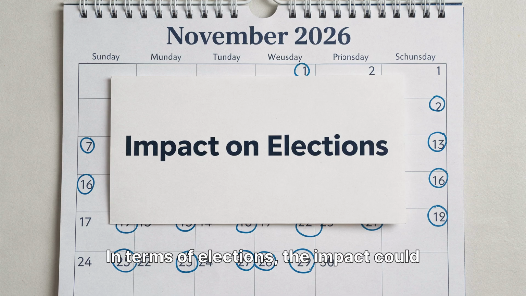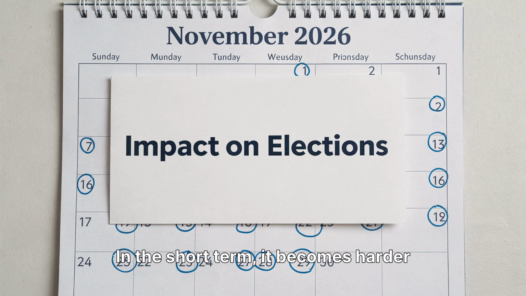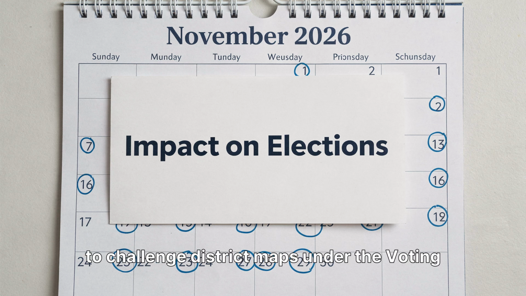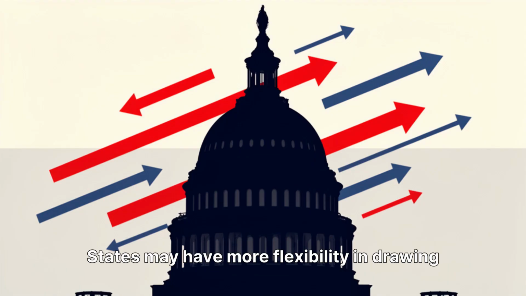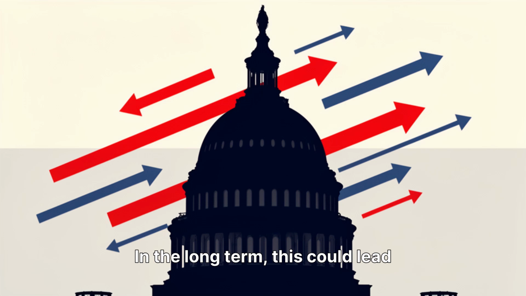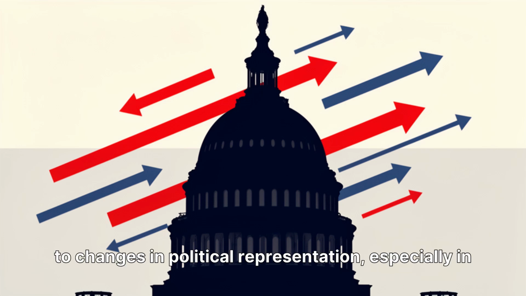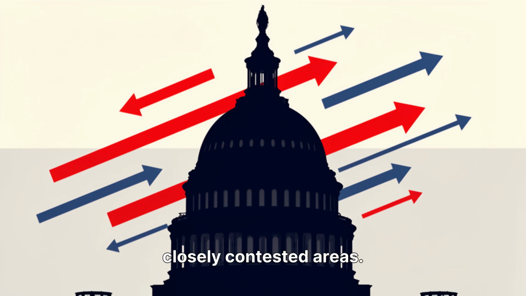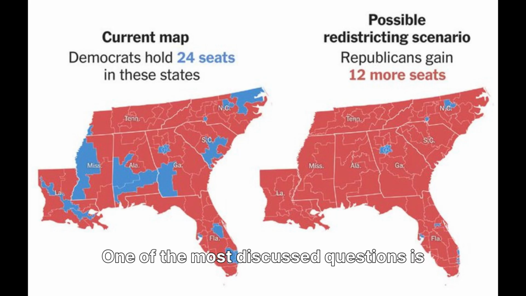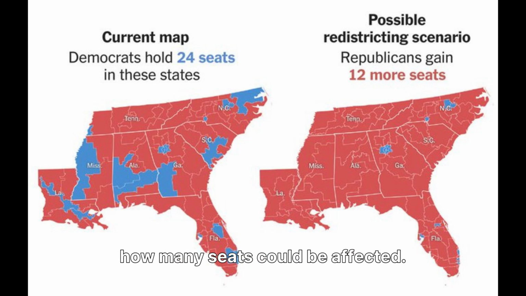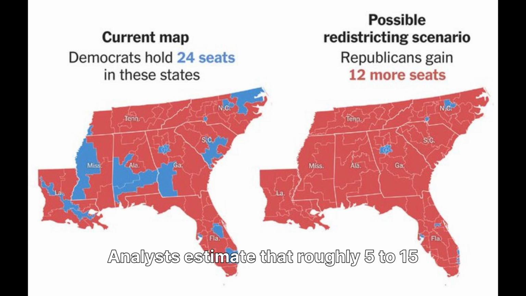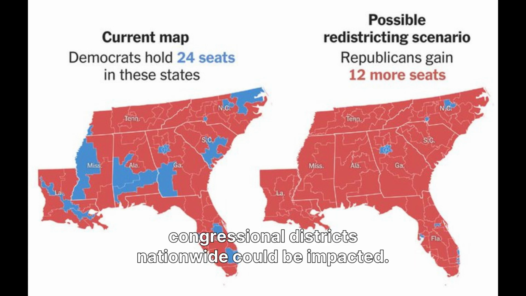In terms of elections, the impact could be significant. In the short term, it becomes harder to challenge district maps under the Voting Rights Act. States may have more flexibility in drawing their districts. In the long term, this could lead to changes in political representation, especially in closely contested areas. One of the most discussed questions is how many seats could be affected. Analysts estimate that roughly 5 to 15 congressional districts nationwide could be impacted.